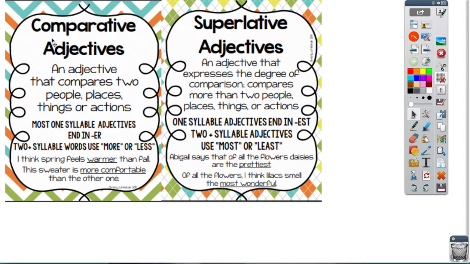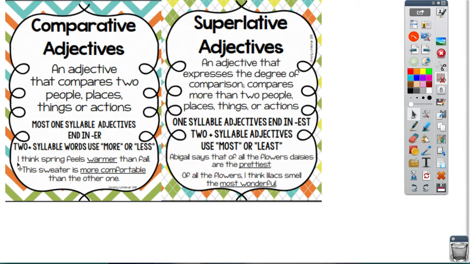When looking at comparative adjectives, these are adjectives that compare two things, whether it's two people, places, things, or actions. Usually when we have one-syllable words, we add ER to the end. And that's all we're going to focus on today. We'll dig deeper into two-syllable words as the year goes on.